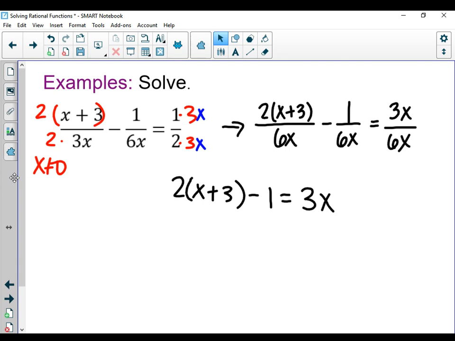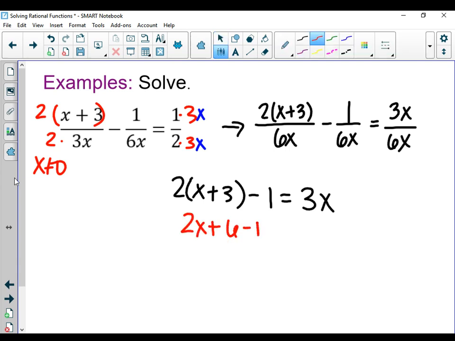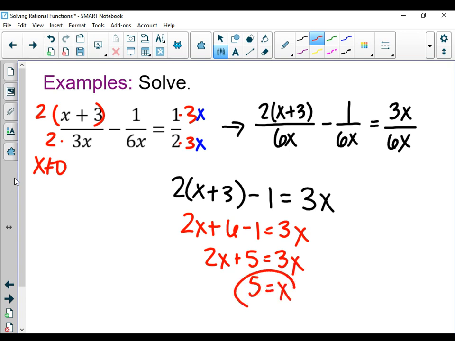Okay, so if I distribute my 2, and combine my terms, move 2x over, I get 5 equals x. We said x can't be 0, so we're in the clear. My answer is true, I get x equals 5. Okay.